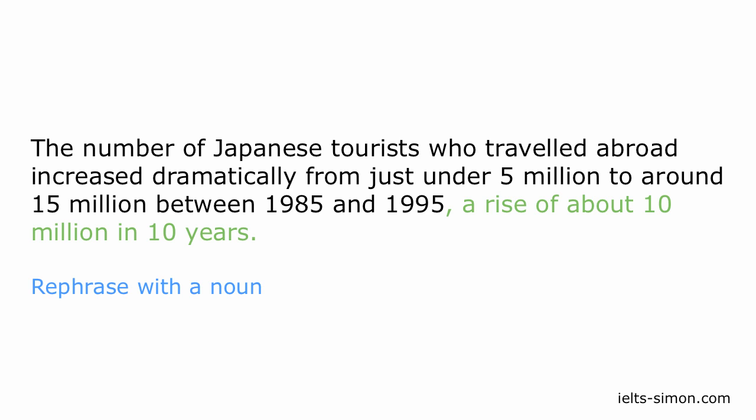So there we have 33 words, a good long sentence describing the basic fact that we started with. The number of Japanese tourists who travelled abroad increased dramatically from just under 5 million to around 15 million between 1985 and 1995, a rise of about 10 million in 10 years.